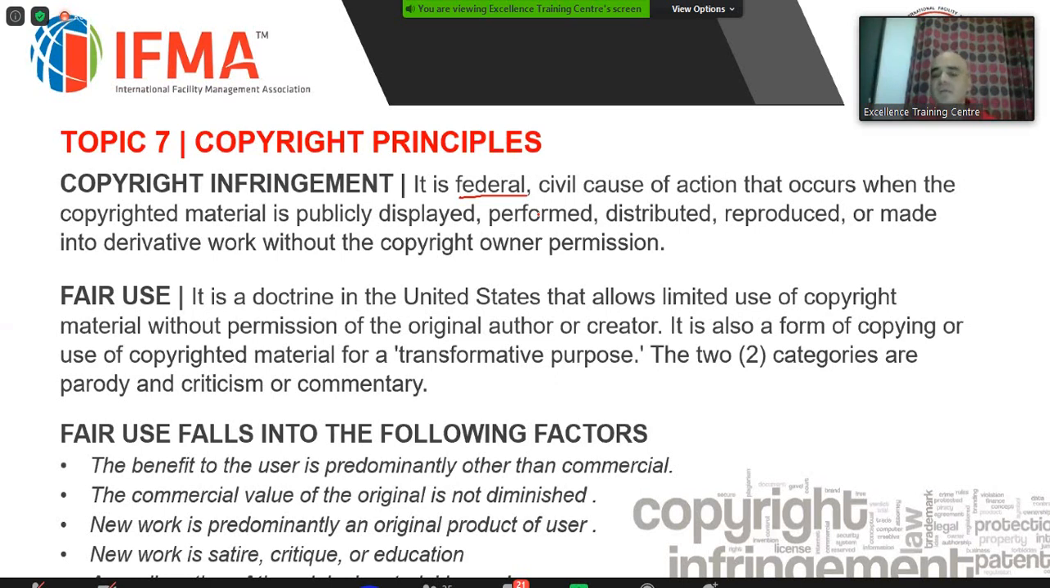Fair use is a doctrine in the US that allows limited use of copyrighted material without going back to the original owner. So what does fair use mean? Let's say you have a book and you are teaching in a class, and you can photocopy 3-4 pages and distribute them to highlight something to the students.